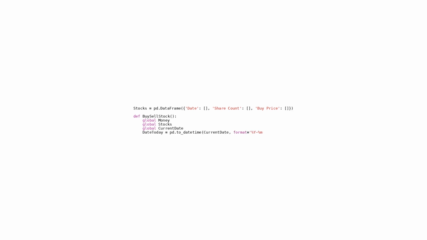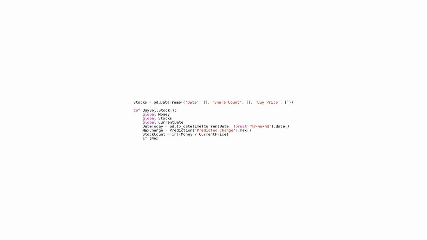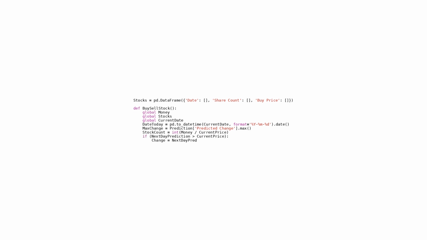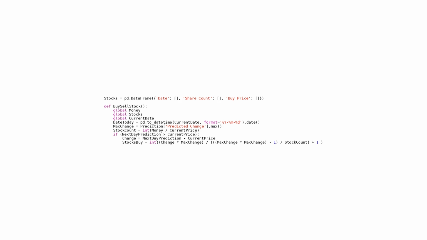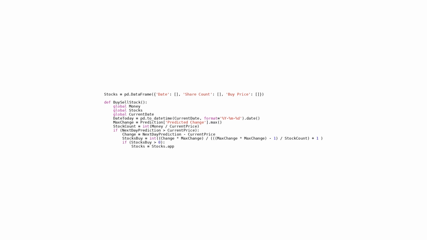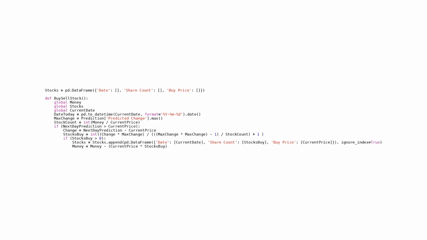The code contains a function named buy_sell_stock, which facilitates decision-making for buying or selling stocks based on specific conditions. The function utilizes global variables such as money, stocks, and current date to monitor available funds, stock information, and the date of execution. It formats and processes the date accurately. Moreover, the function references the prediction data frame to obtain insights on the predicted stock fluctuations and the current stock price. By comparing the next day prediction with the current price, it determines whether to buy or sell stocks.